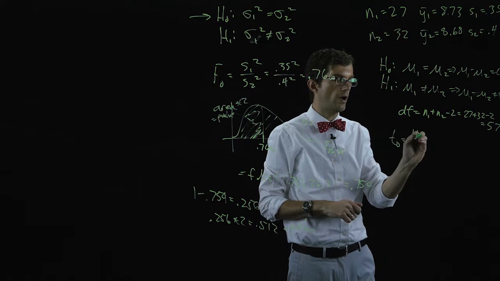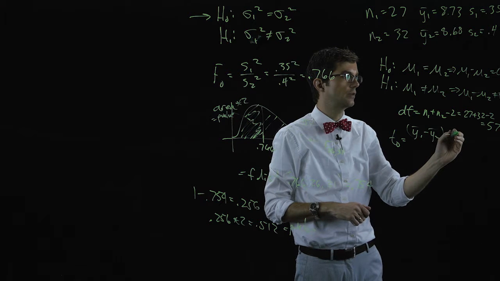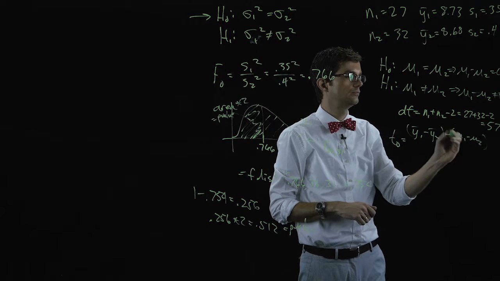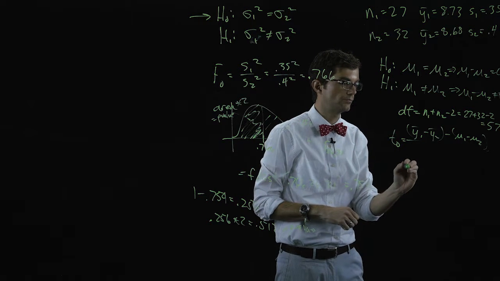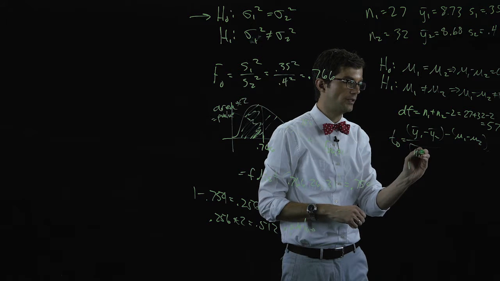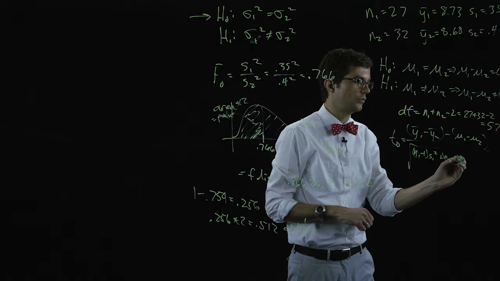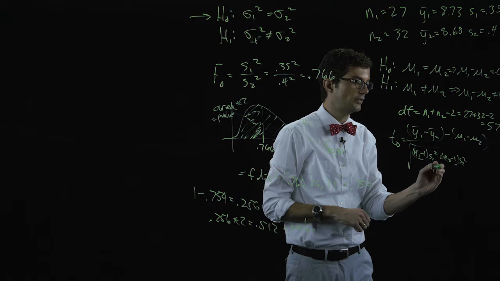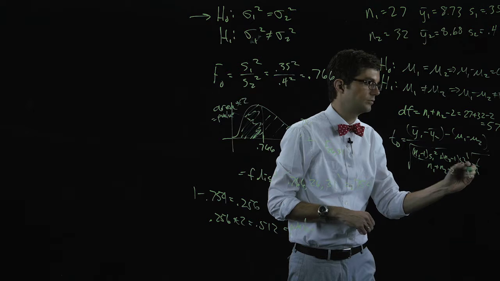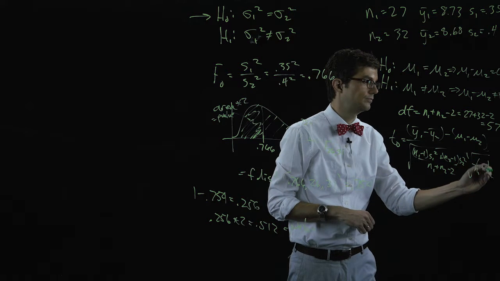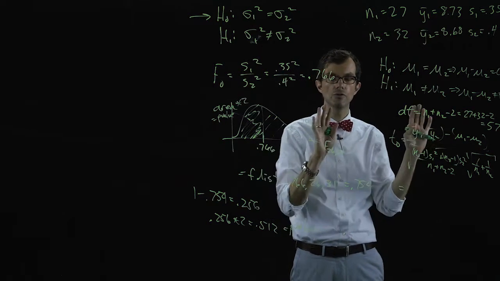That is y1 bar minus y2 bar minus this difference that we want to test for, mu1 minus mu2, over the pooled variance calculation. Okay? That is n1 minus 1 times s1 squared plus n2 minus 1 times s2 squared divided by n1 plus n2 minus 2. We're going to multiply that by the square root of 1 over n1 plus 1 over n2. Okay? So we've got all this. We just got to plug it in and do some arithmetic.